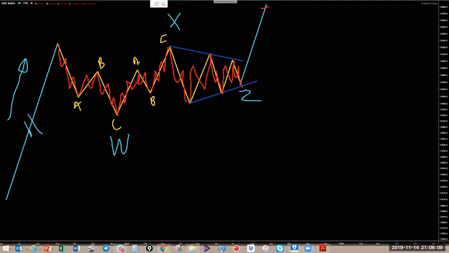Let's see what you have there, Dowdy. So in a WXY, if a triangle happened in Y, it is justification that it is an end of correction. Spot on. So if you get a triangle on a WXY, and this is supposed to be a Y, by the way, if you get a triangle when you're looking at double corrections, that's telling you that you are not going to get another correction or anything like that. That is telling you that this is the end of the move and the swing should then continue to the upside.